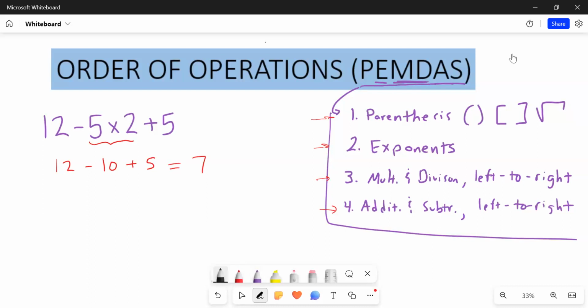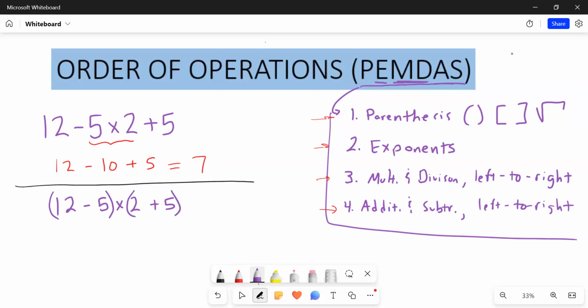Now contrast that with the same problem, but what if you had a slightly different approach to it? What if you did 12 minus 5 times 2 plus 5, but you put parentheses around the first 2 and the last 2 terms? Now, you would get a different answer, and here's why. When you add parentheses in, you take care of those grouping symbols first. So here you would first take care of 12 minus 5 and get 7, and you would also take care of this parentheses, 2 plus 5 is 7, and then you would still be multiplying. 7 times 7 is 49. So notice on the first answer, you get 7. On the second one, you get 49. Just when you change one slight thing like adding some parentheses, it will change the overall value.